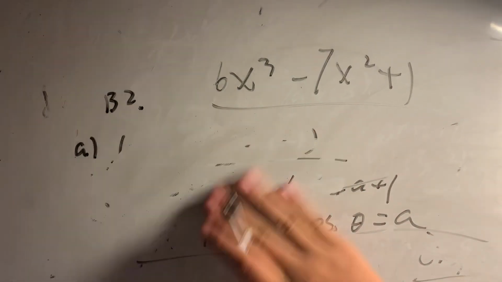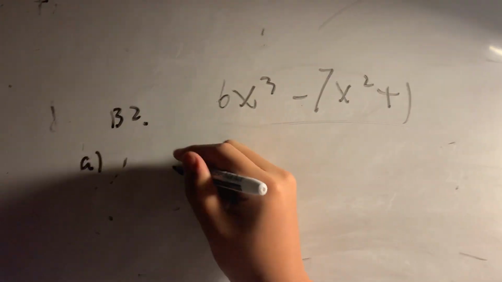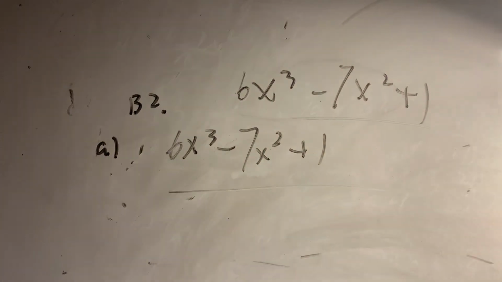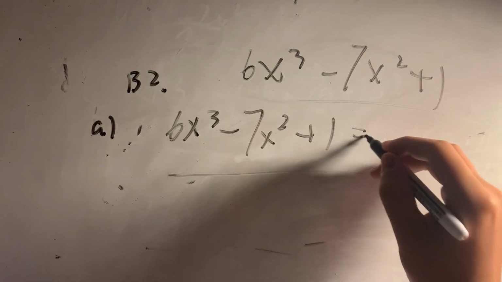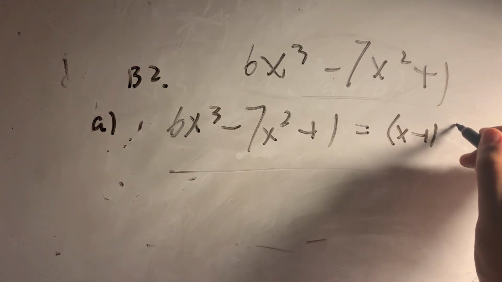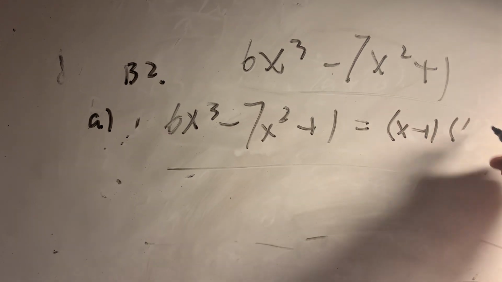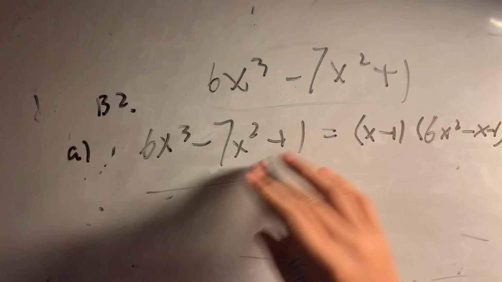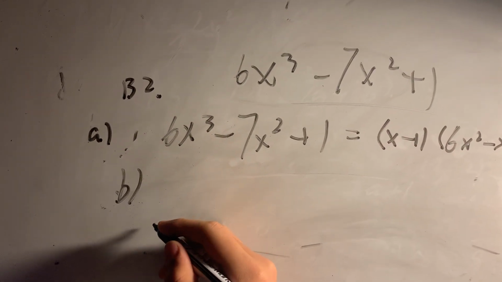Okay, let's continue. So at first we get that this is equivalent to this. Then after that, from A we get that this is equivalent to this: 6x squared minus x minus 1. So after we can get this, let's continue with problem B.